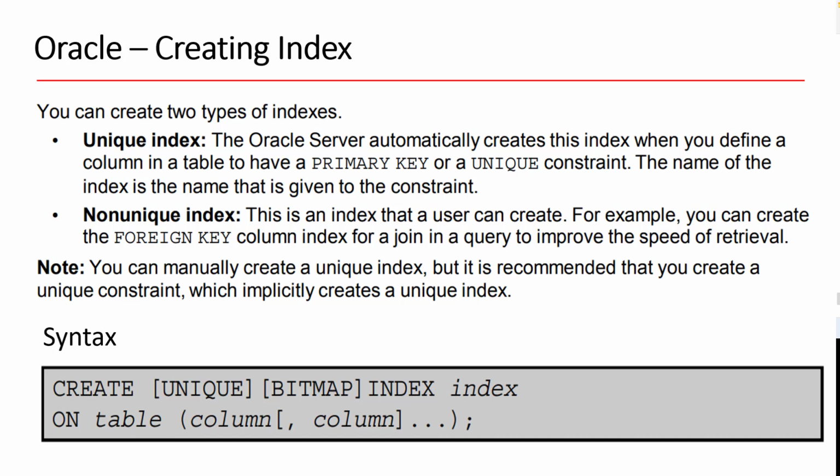Non-unique index: it is an index that a user can create. For example, you can create an index on a foreign key column for a join in a query to improve the speed of retrieval. Note: you can manually create a unique index, but it is recommended that you create a unique constraint, which implicitly creates a unique index. Syntax: create index, then the index name, on table, then the columns: column 1, 2 and 3.